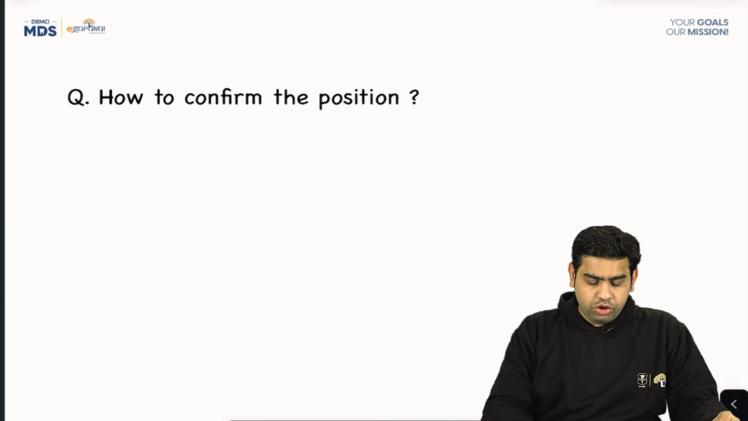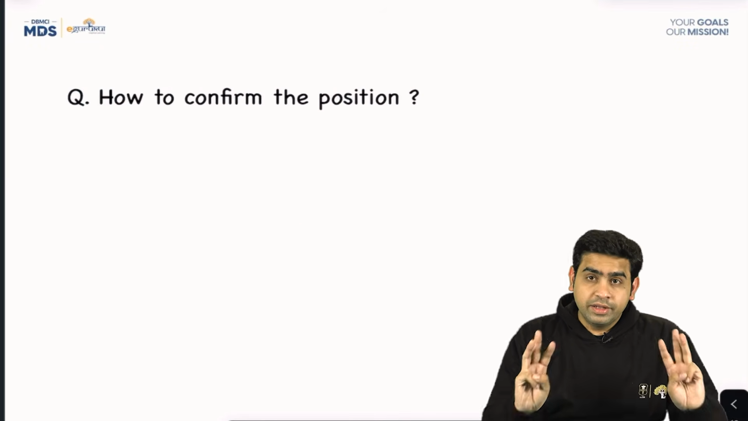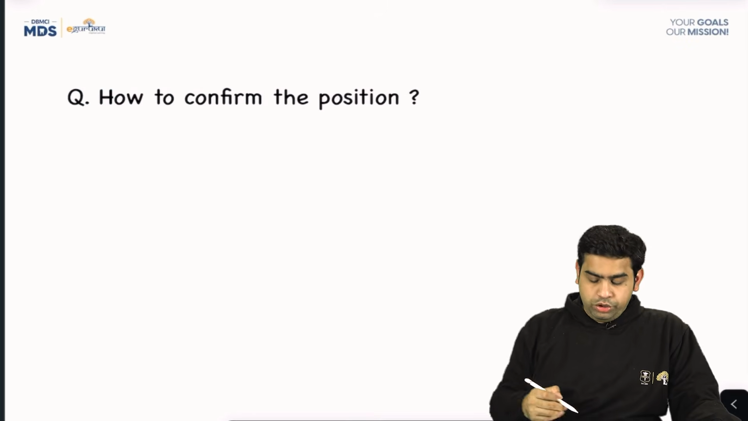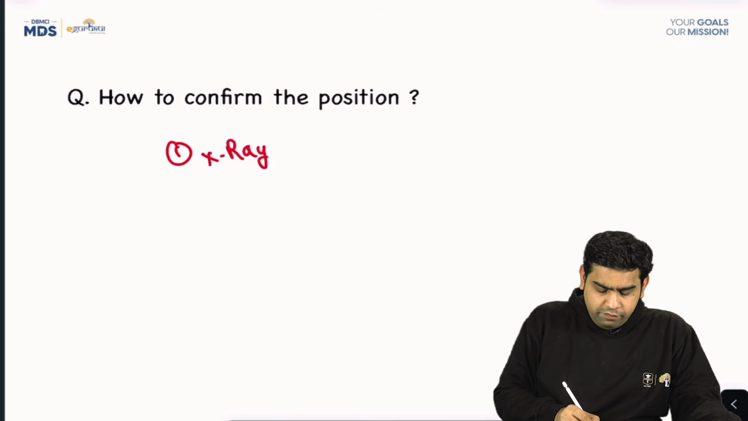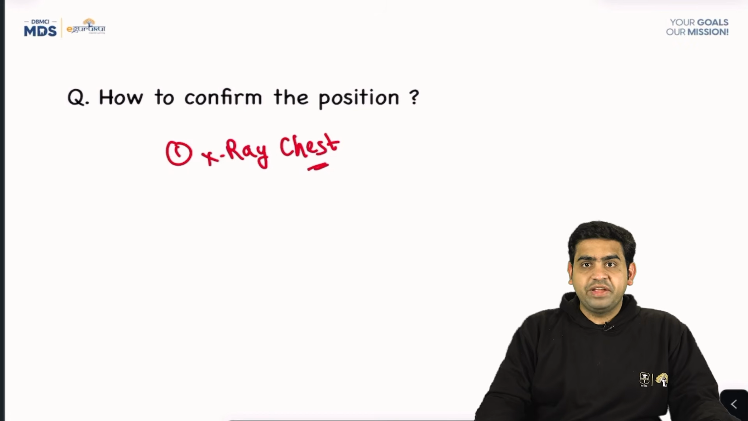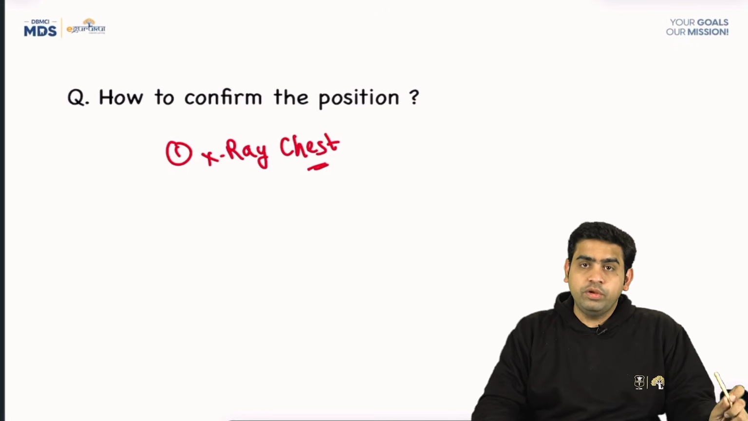Now, another important question they ask you is, how do you confirm the position? There are three ways in which you can confirm the position. The first one is the X-ray. I'm pretty sure that you would have seen a patient with a nasogastric tube having an X-ray. But let's say somebody has a Foley's catheter. Is a Foley's catheter visible on an X-ray that easily?